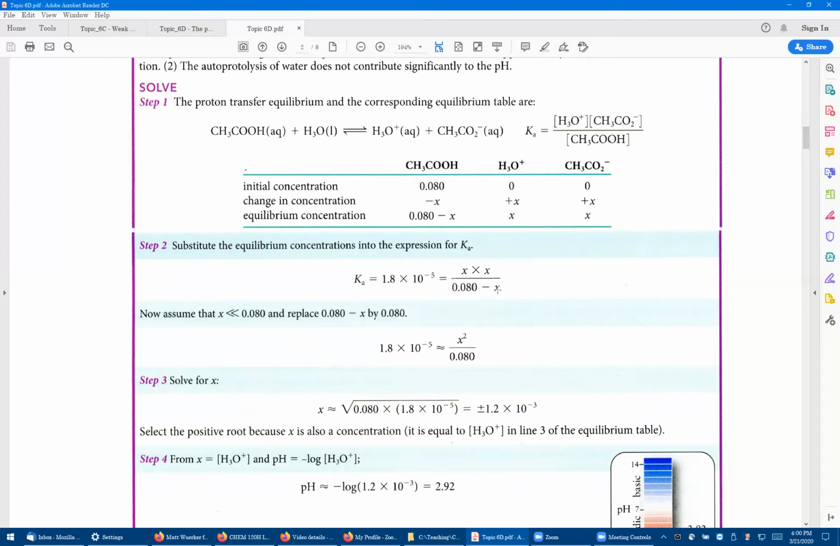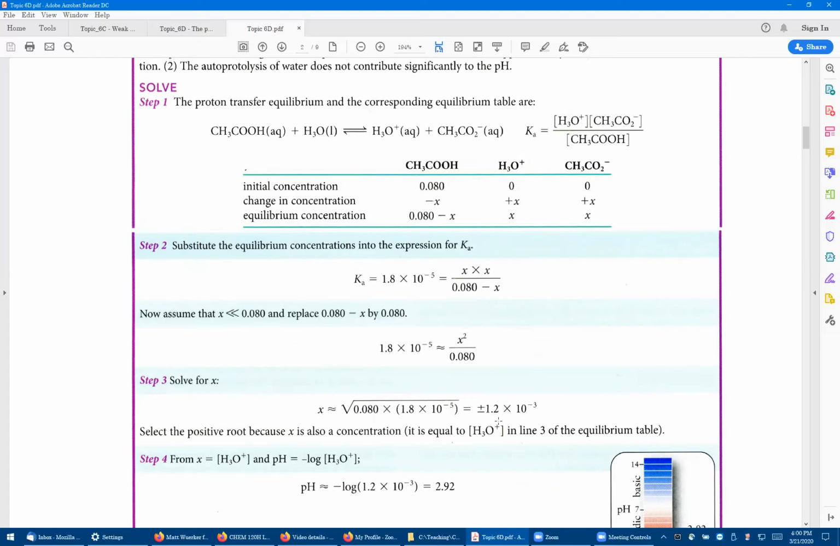If it turns out that X is not negligibly small compared to 0.08, then you have to go through the procedure of using the quadratic formula, coming up with the roots of the equation that way. But for right now, we're going to assume that this assumption is valid, that X is very small compared to 0.08, at least almost 100 times smaller. So we set it up like this, just rearrange this and solve for X, take the square root of this times that, and you get two roots, of course.